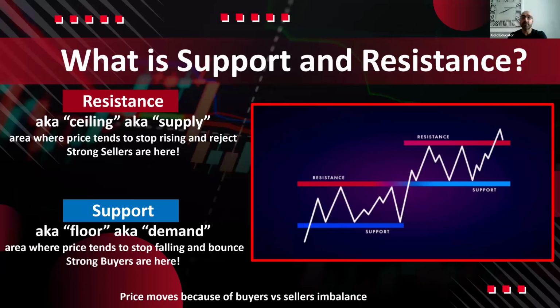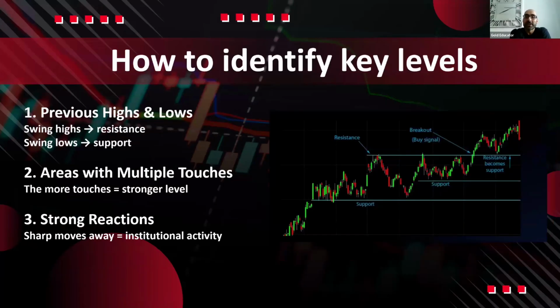I'm going to try and keep it very, very simple, very, very clean, and try not to use too much technical jargon where possible. Okay, so how do we actually identify key levels? What we do now, I've actually swapped the line chart to a candlestick chart. When we're looking at a chart, what we are trying to identify is what we call previous highs and lows.